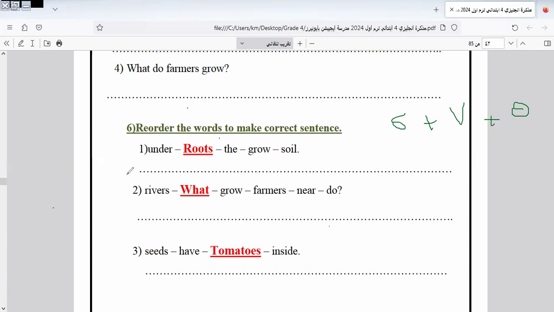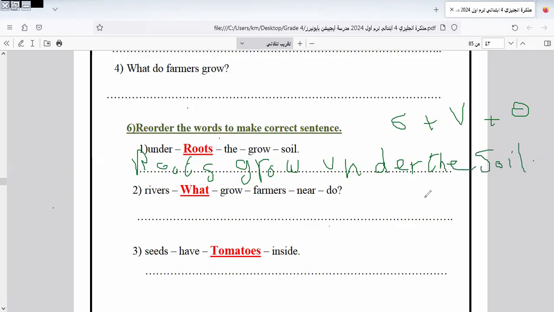Let's do it together. Here it will be roots. This is the subject. Where is the verb? Grow. This is the verb. Roots grow under the soil. And I put here a full stop at the end of the sentence.